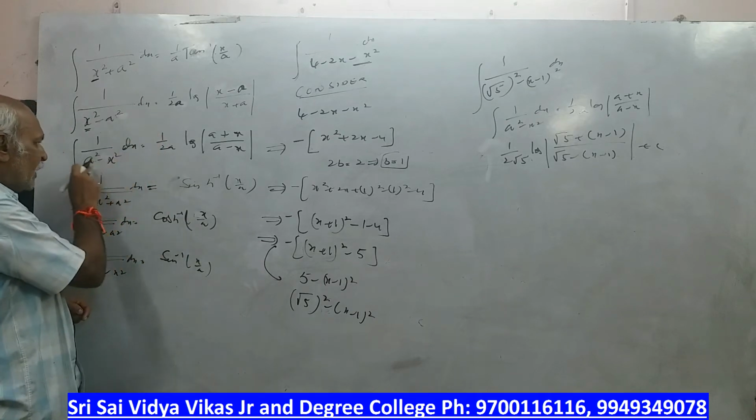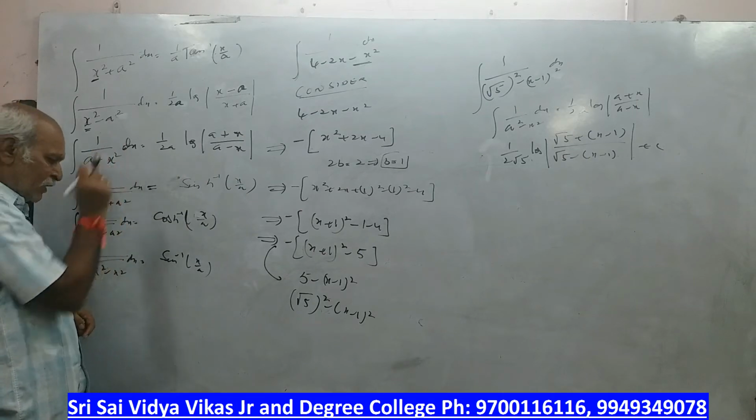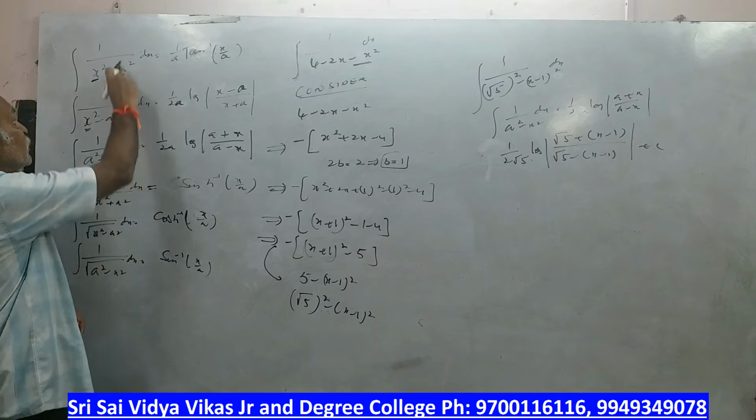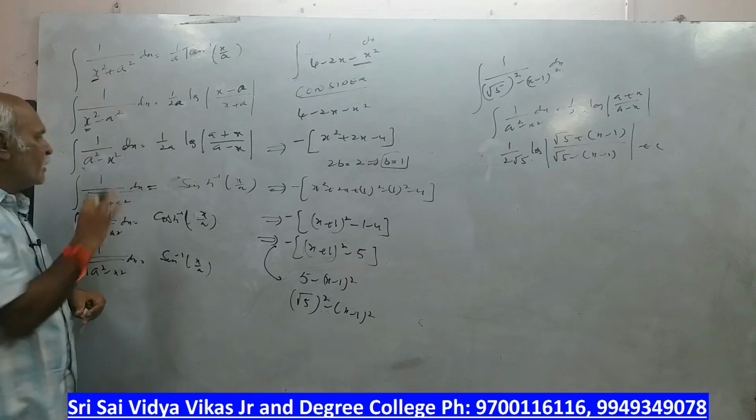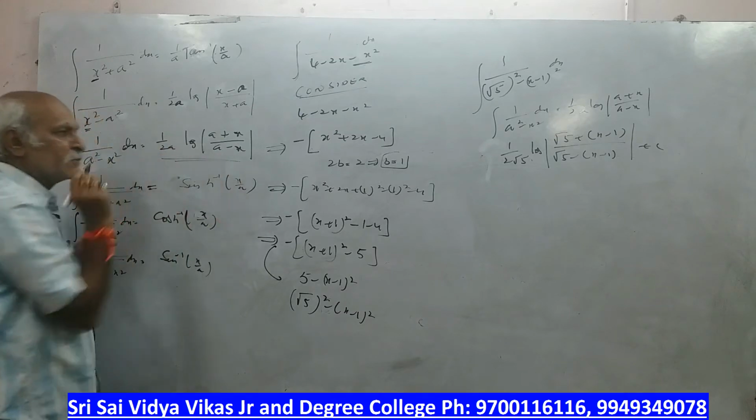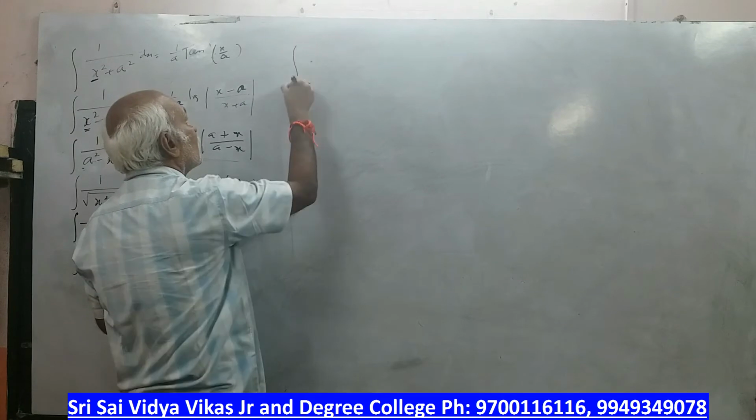So here we have a² − x². Once x² has a negative sign, compulsorily this formula will come. If the square root with negative x² is there, this formula will come. These two formulas depend upon the value of a. But otherwise, once x² has a minus sign, you always get this formula. Please remember this. Okay, let us see one more problem. Next.